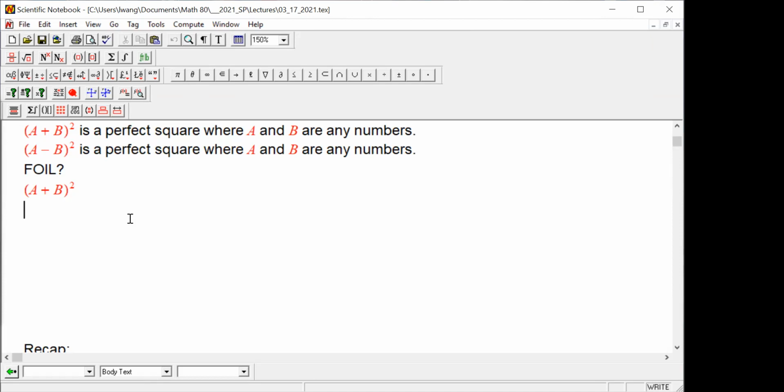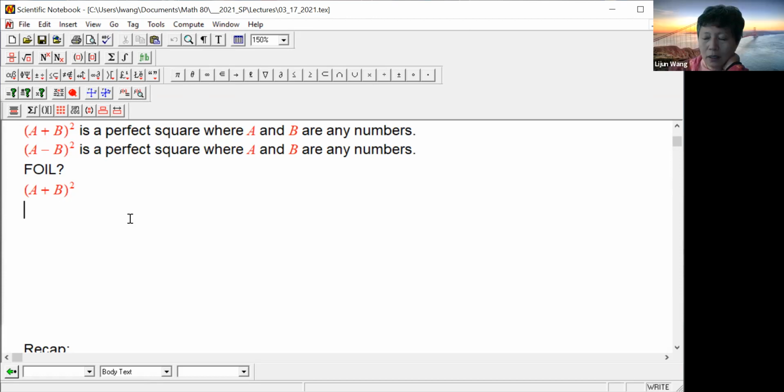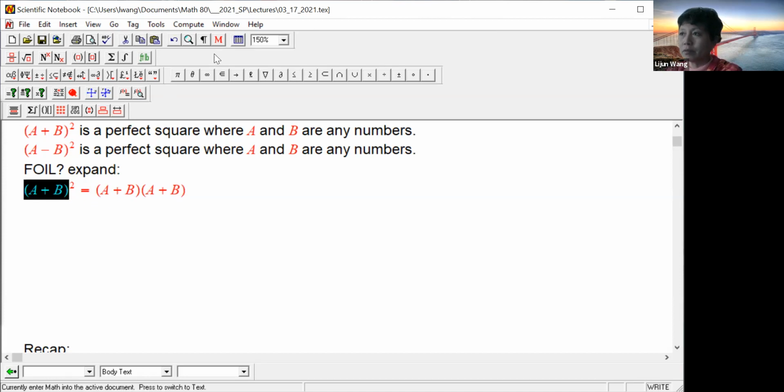That means simplifying, right? Basically, it's also called expanding. Expand. So I'm going to show you. What does it mean? You're going to take A plus B and multiply A plus B. That's what square means, right? A number times itself. It's like x squared, and that's x times x. Does that make sense?